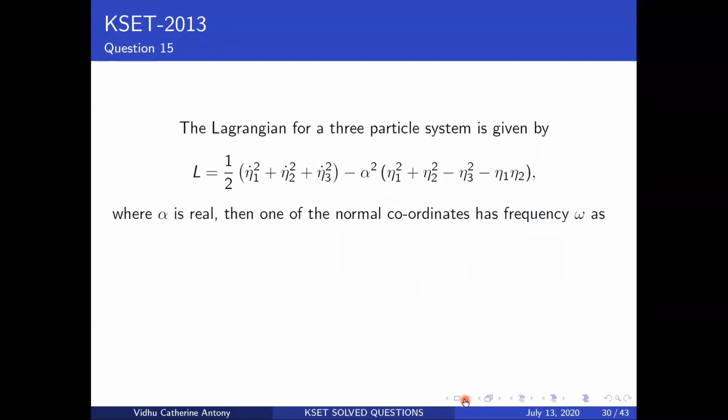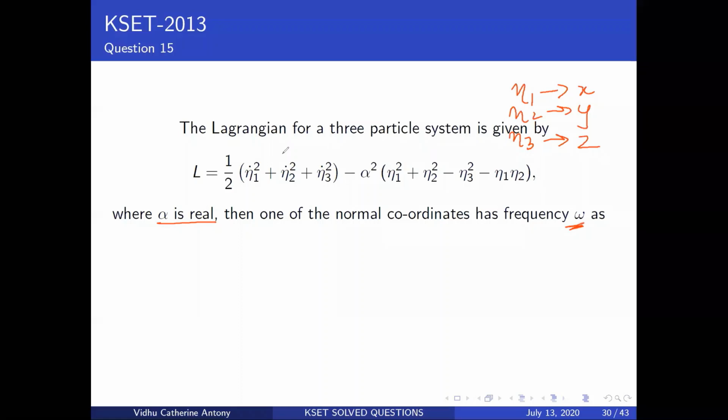Okay, so this is question number 15. The Lagrangian for a 3-particle system is given by, so it's given in really fancy terms with your eta and all. I feel that it is better to consider your eta 1 as x, eta 2 to be y, and eta 3 to be z. Okay, so here your alpha is real. Then one of the normal coordinates has a frequency omega.